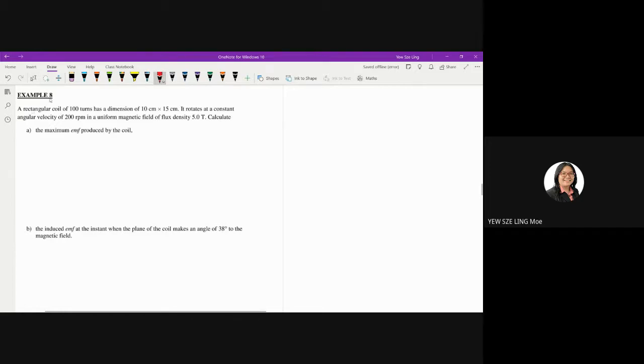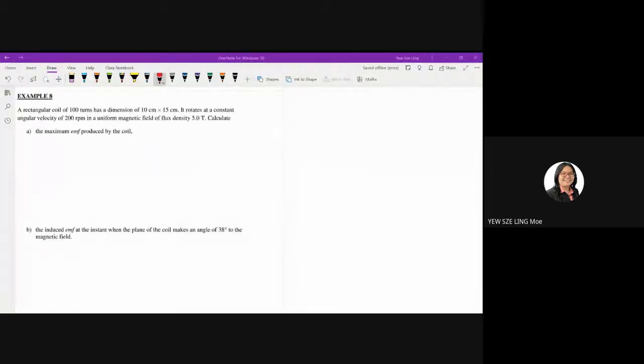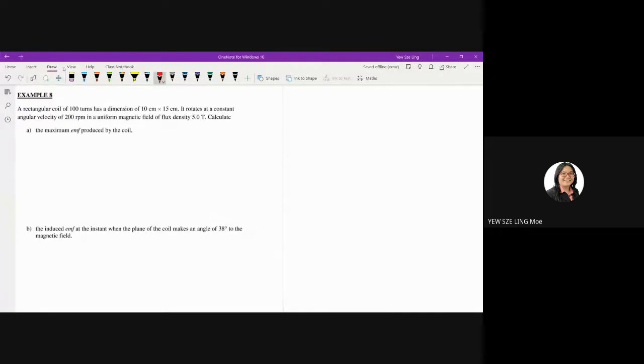Now example 8: a rectangular coil. So you see, a coil is not always a circular coil. You can have a rectangular coil, you can have a square coil. So make sure you read the questions carefully. So you have a rectangular coil of 100 turns. This is N, and it has dimensions. Again, you're given a dimension, which is the area.